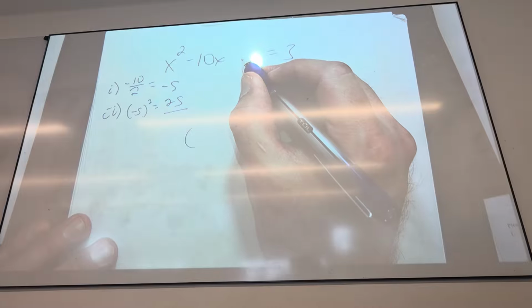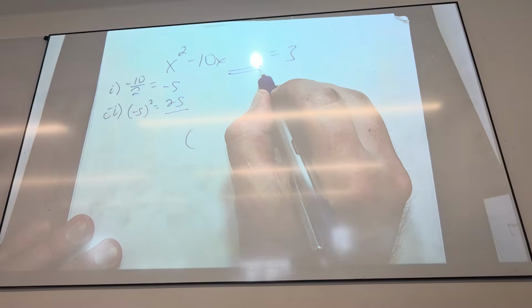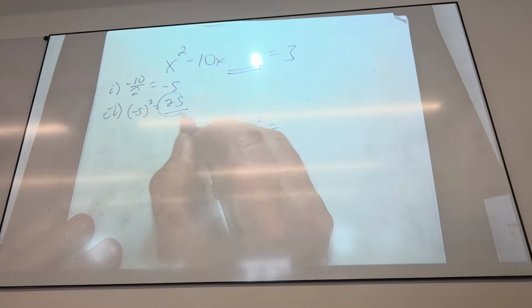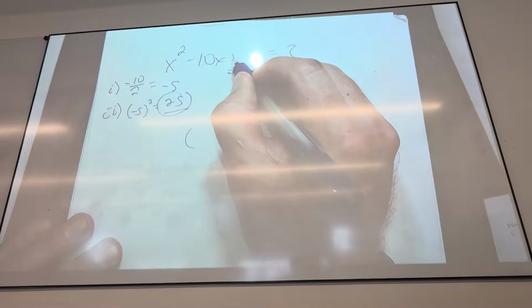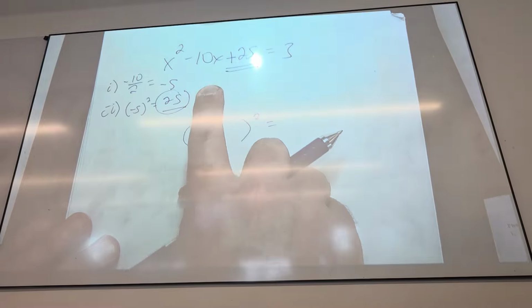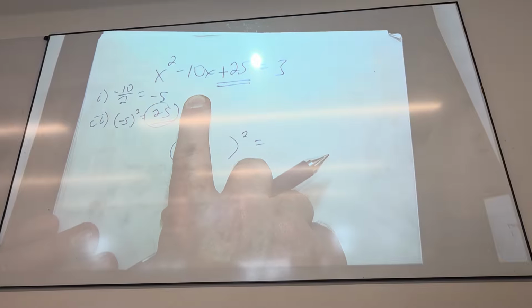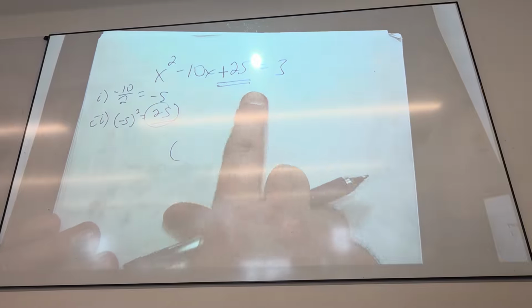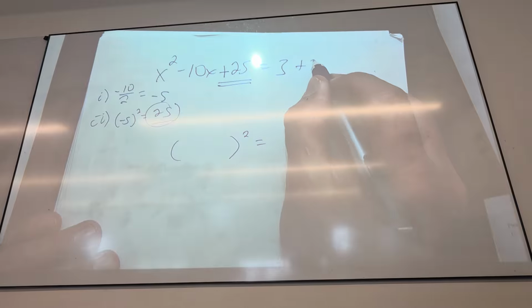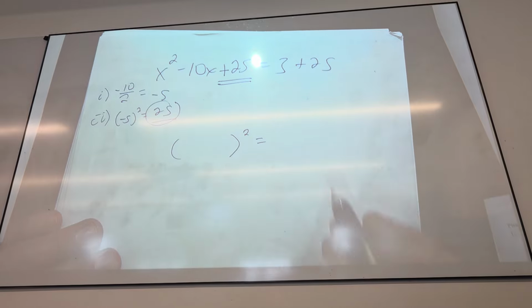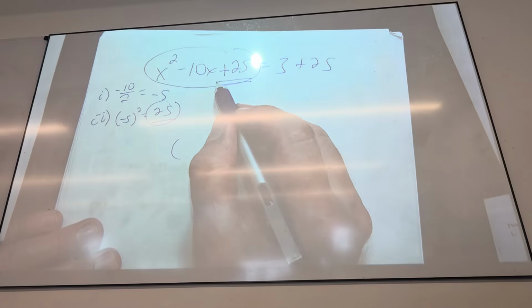No. What do I need to put here? We just figured it out, correct? I'm going to add 25 to this side of an equation. So what do I have to do at the same time? I have to add 25 to the other side. Good. How does this thing factor now?